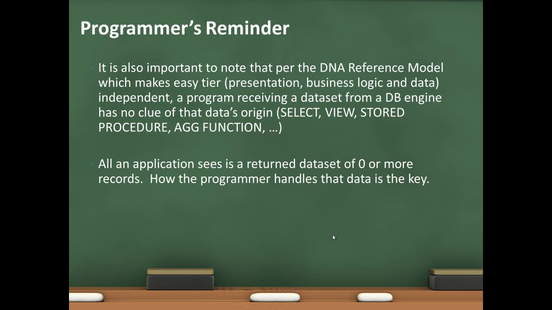So this one basically says, let's go back through it again, it's important to note that per the DNA reference model, which makes the tier independent, a program receiving the data set from a database engine, again, as I mentioned many times, has no clue of that data's origin. So when I go back and I do an aggregate function, I return back a single number. The program that somebody else may have written or I might have written, all it knows is it's received back, in the case that we've been working on so far, just a single column with a single column header on that, and our job is to pull that data out.